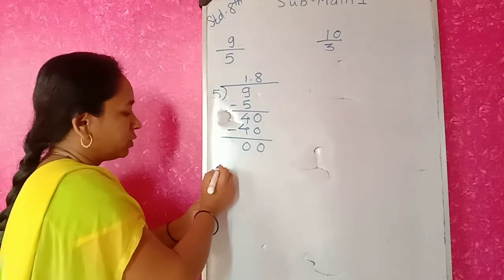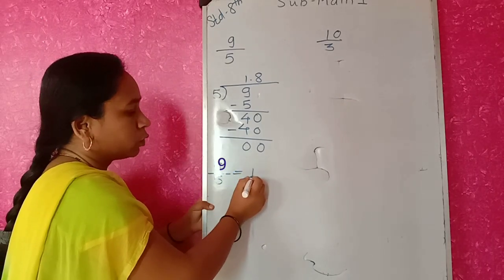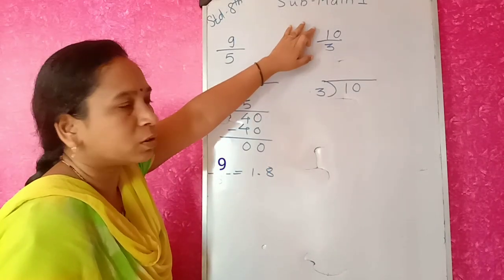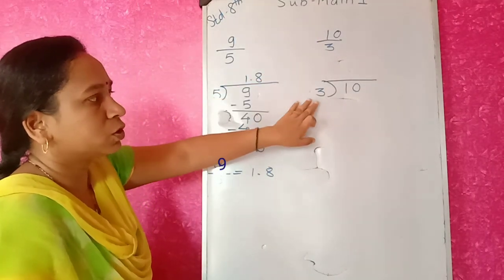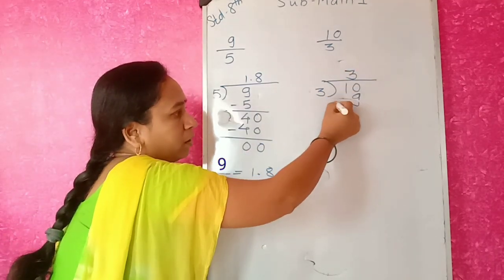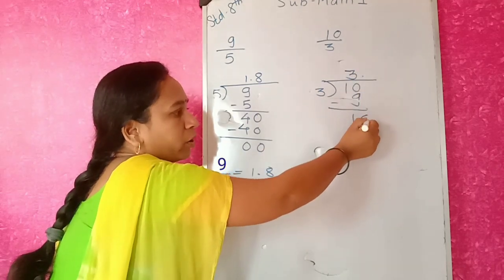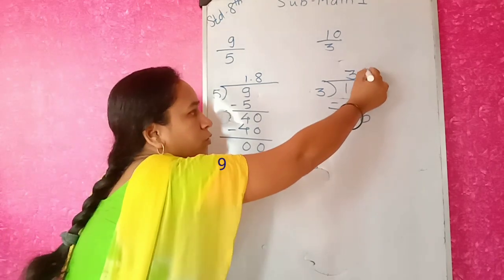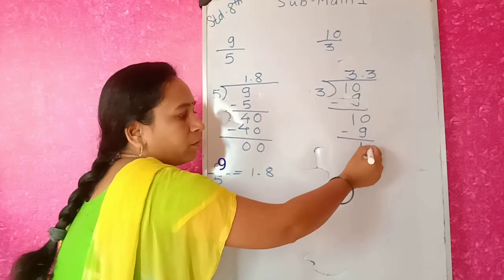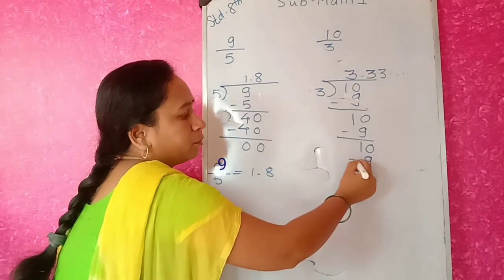So what is the answer? 9 upon 5 is equal to 1.8. Now in this example, I am going to divide 10 by 3. 3 3s are 9, I'll get 1. I'll take the point and join a 0. So 3 3s are 9, again 1. So it is going to continue.